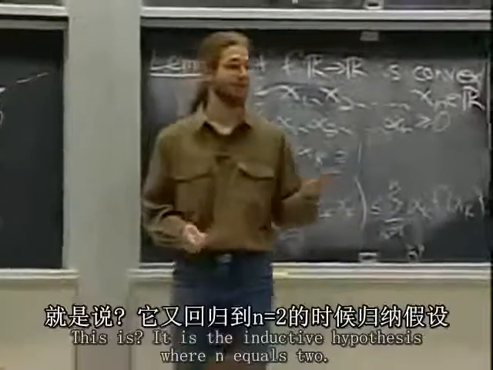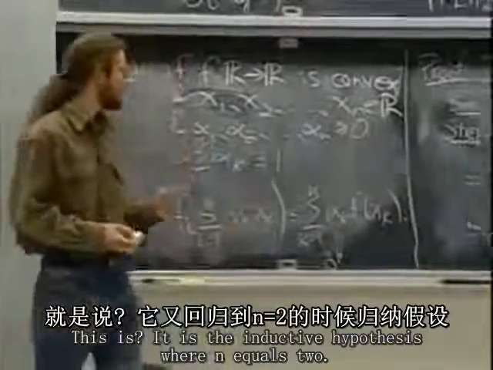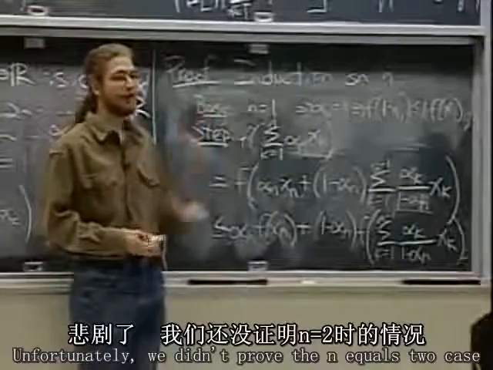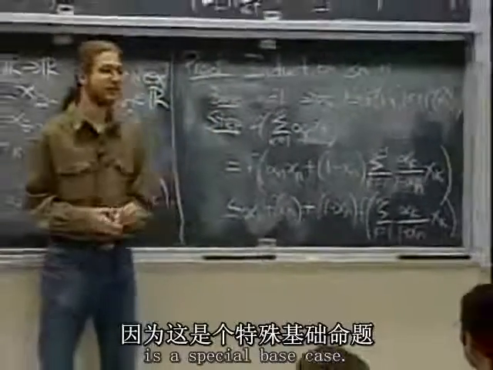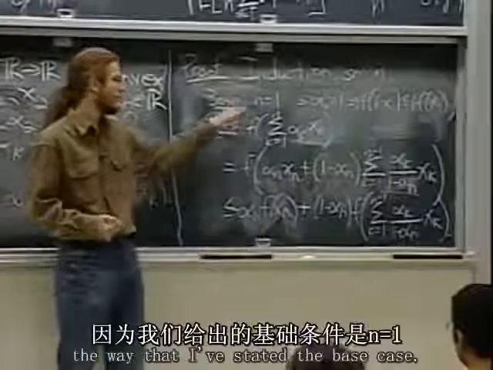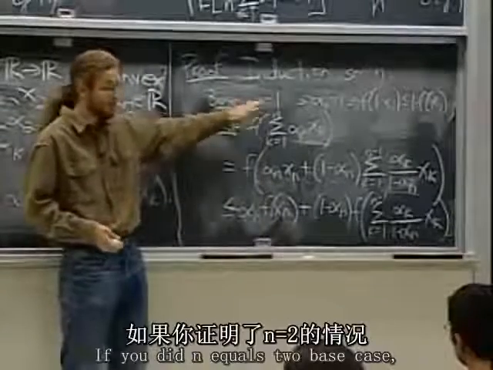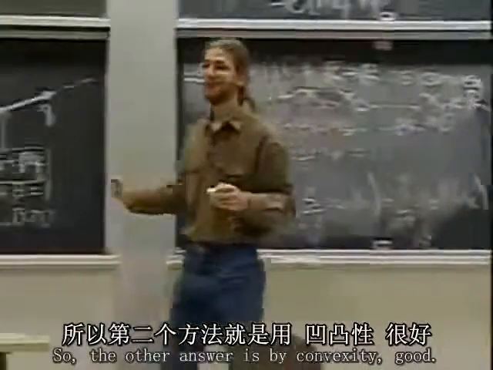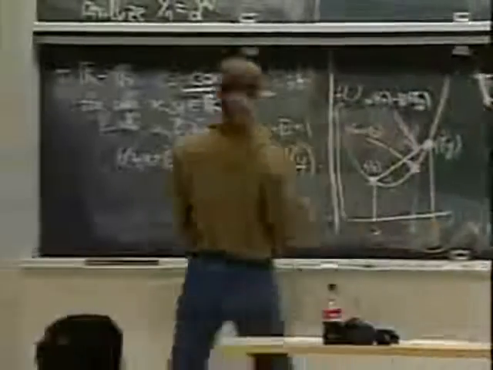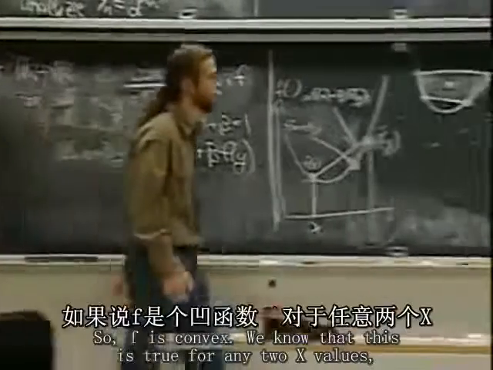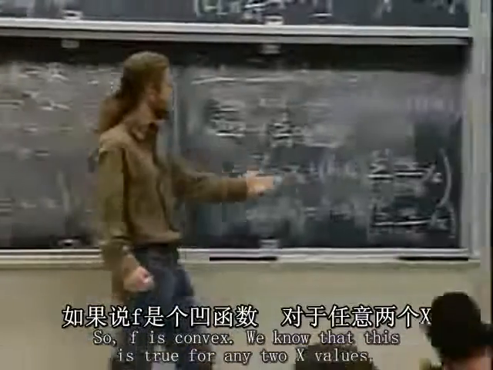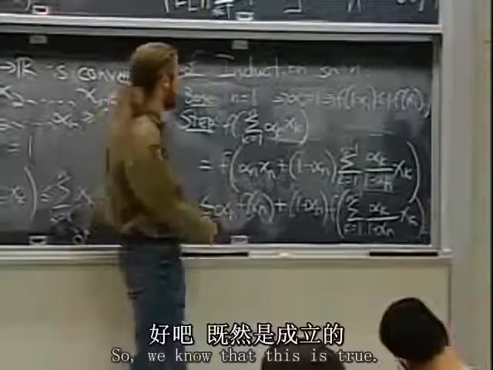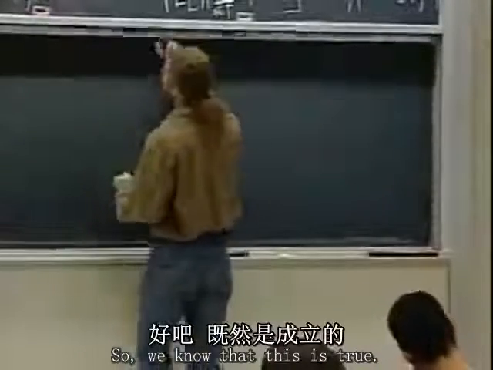This is? The inductive hypothesis with n equals 2. It is the inductive hypothesis with n equals 2. Unfortunately, we didn't prove the n equals 2 case as a special base case. So we can't use induction here, the way that I've stated the base case. If you did an n equals 2 base case, you could do that. Here we can't. So the other answer is? By convexity. Good. That's right. Okay, so f is convex. We know that this is true for any two x values, provided these two sum to 1. So we know that this is true. Now is when we apply induction.